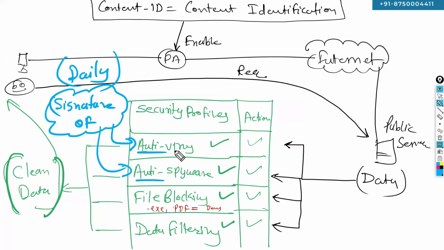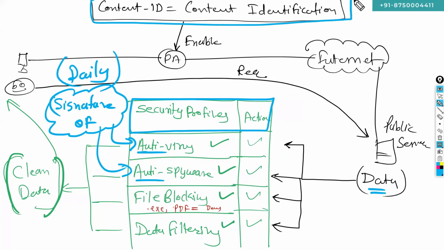So what is the conclusion? Conclusion is this: if data contains any virus, spyware, or if we want to block certain file formats, or if we want to control sensitive information to leave or come in our organization, then Palo Alto Firewall has security profiles like antivirus, anti-spyware, file blocking, and data filtering. When you will enable these four profiles on Palo Alto Firewall, that will be called as Content ID.